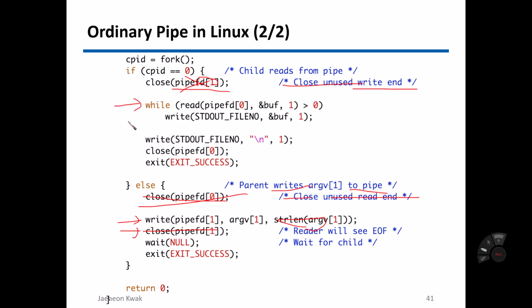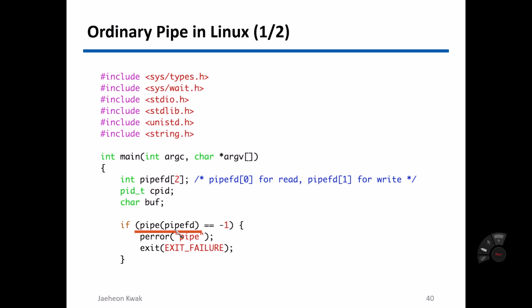And on the consumer side, the child process will wait for the data to be written, and when the data is written, it will read the data from the pipe, and it will also close the pipe and then exit. So treating a pipe is similar to treating file systems. So we can use this write function, unlike message passing or shared memory. So that is the ordinary pipe.